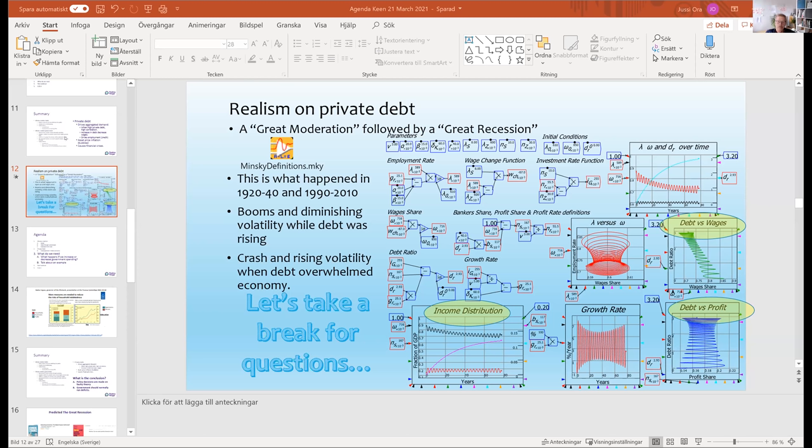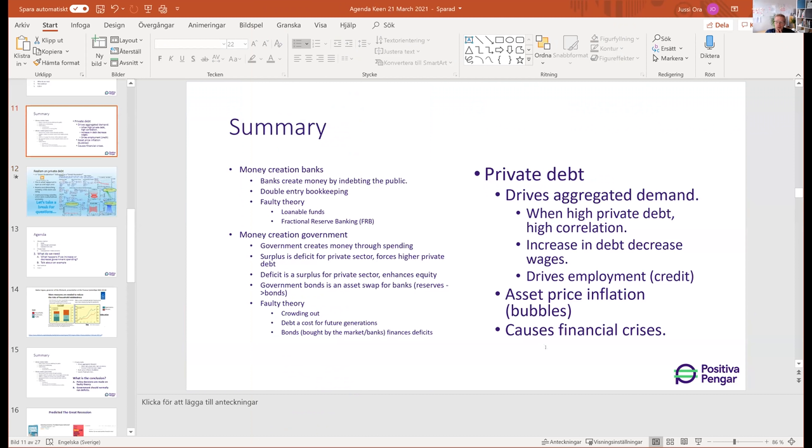Yeah. Okay, thanks. Shall we try to do a bit of a summary again of that, on private debt? So what you say is credit drives aggregate demand. If it's negative, it means that we're getting into problems. And if it goes up, it increases aggregate demand. Okay, and when there is high private debt, then it's a high correlation. It means that it follows quite tightly. Yep. And an increase in debt decreases wages and increases income share to financial institutions. And it drives employment, and it means that when the debt gets higher and higher, we get lower and lower employment and vice versa. Okay, and then we get asset price inflation and it causes financial crisis. And then you say they don't care about this in neoclassical economics. They leave it out completely.